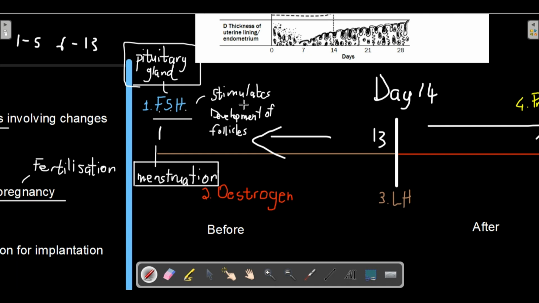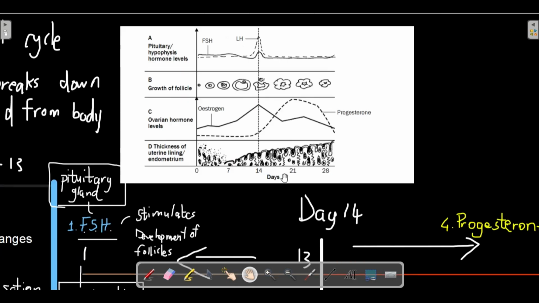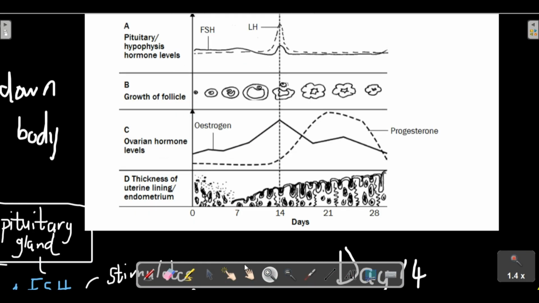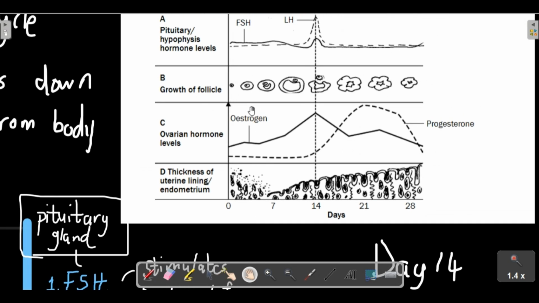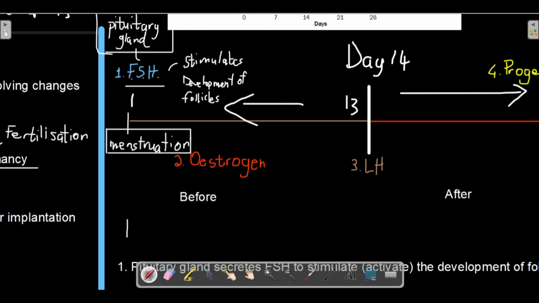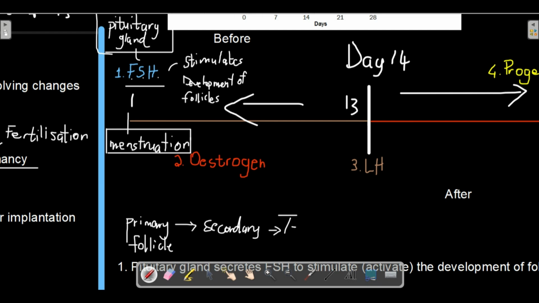The follicle stimulating hormone stimulates the development of follicles. That means it activates or initiates the development or the growth of follicles. So follicles will grow because of FSH. They will start growing from your primary follicle to your secondary follicle to a tertiary follicle, all the way to the largest follicle, which we call the Graafian follicle.